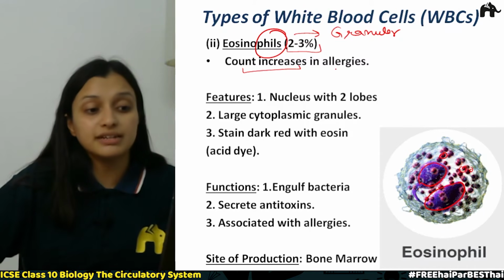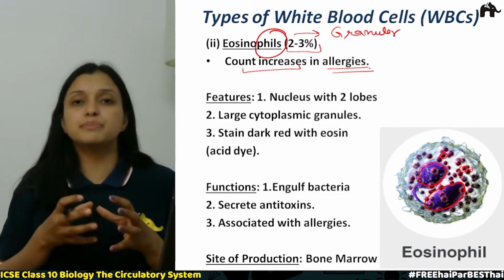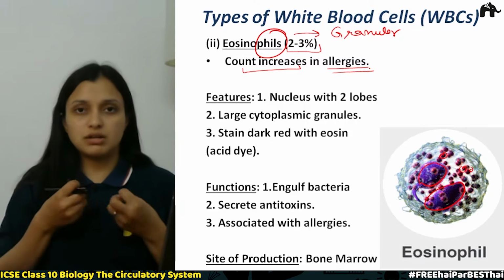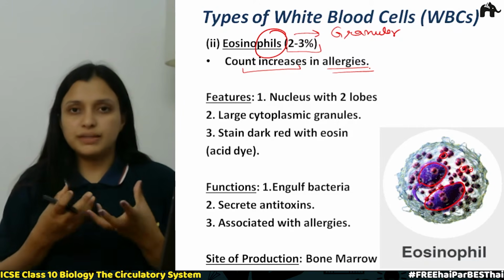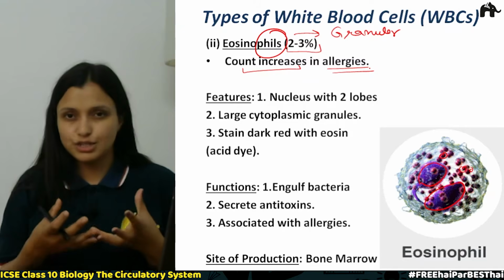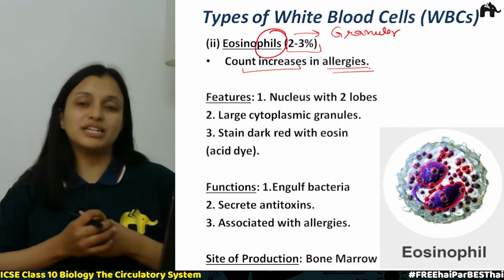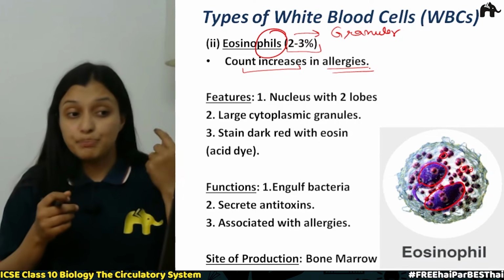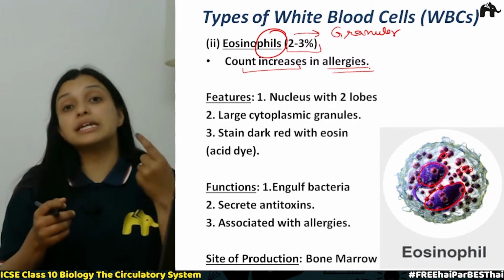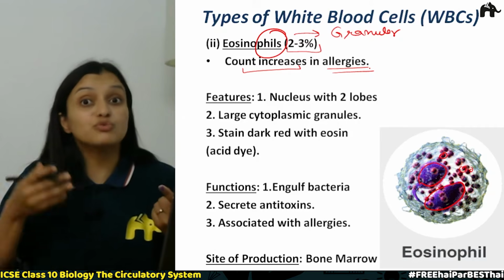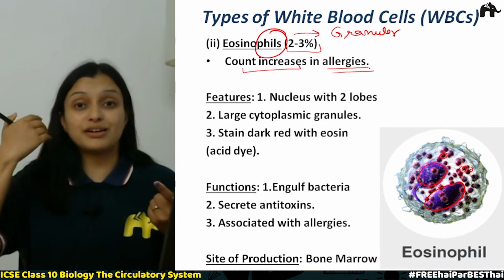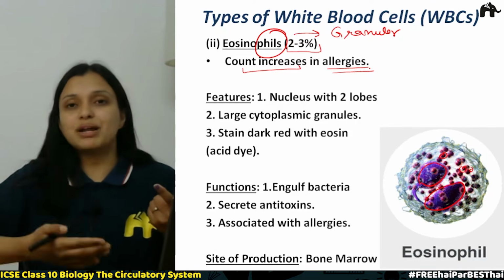The count increases in allergies. Whenever a person is affected by any of the allergens, when allergens have been encountered by the body, at that time the percentage of eosinophils increases. This is what a doctor or a pathologist sees in the blood report.